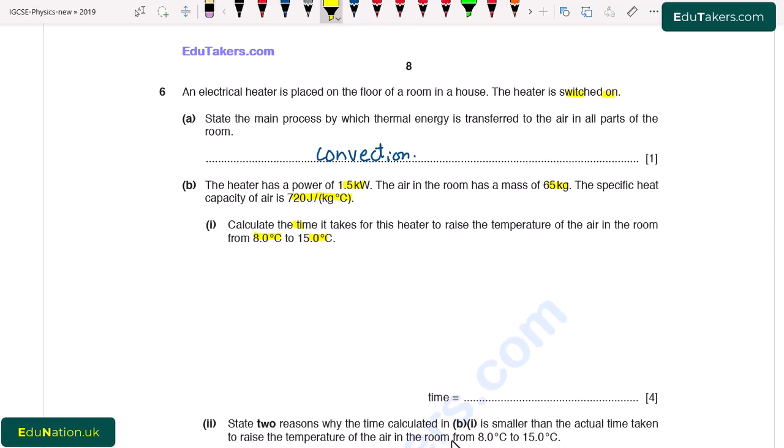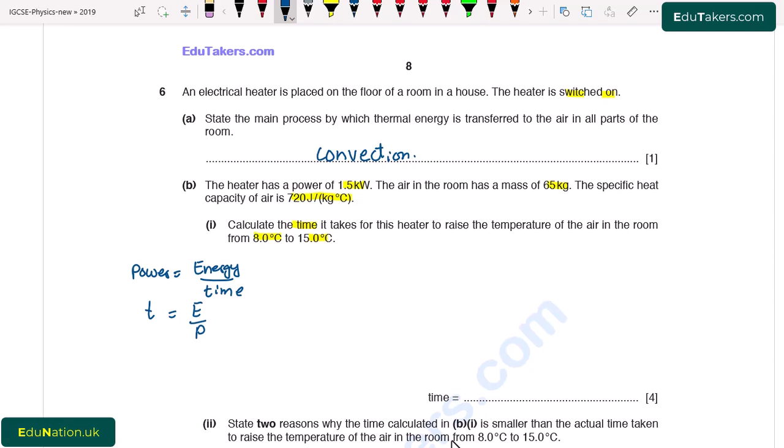So here we have to calculate the time when specific heat capacity, mass and power is given. So first of all, we know that power is equal to energy over time. Here we have to calculate time. So time will be equal to energy over power. Power is given, that is 1.5 kilowatt. But energy is not given.